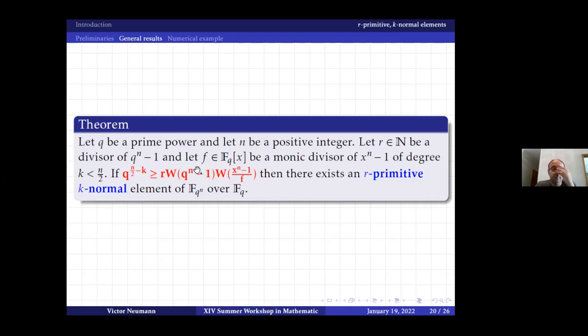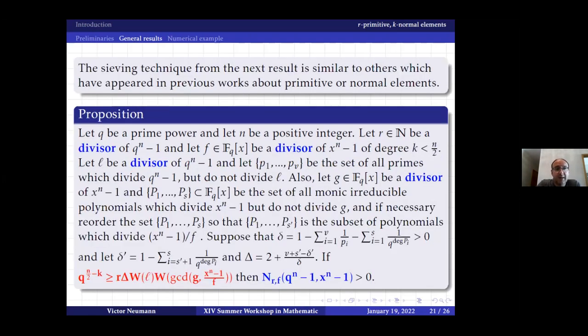square free divisors of this number and polynomial. If this happens, then there exists an r-primitive k-normal element of F_q^n over F_q. We may specialize this result by a technique used in a lot of works of the same kind. It's called the sieving technique.